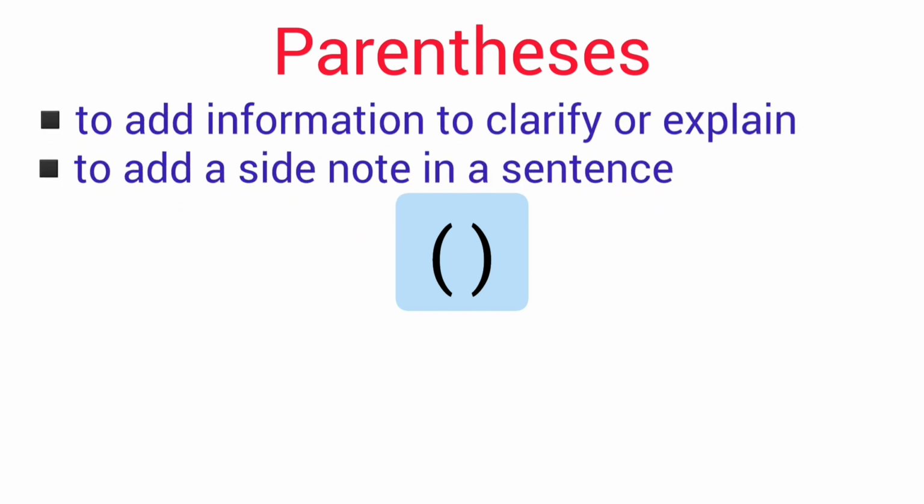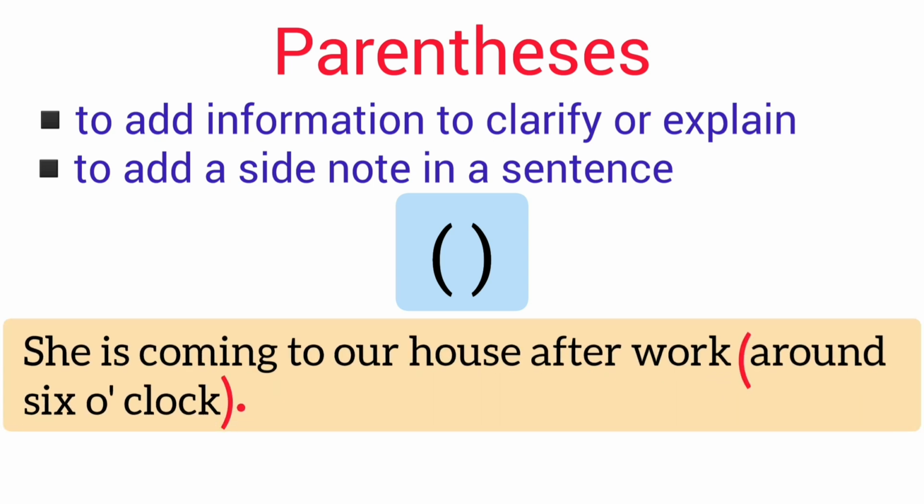Next one is parenthesis. We use it to add information to clarify or explain. And number 2, to add a side note in a sentence. For example, she's coming to our house after work (around 6 o'clock). I'm giving extra information, so I use this punctuation mark here.